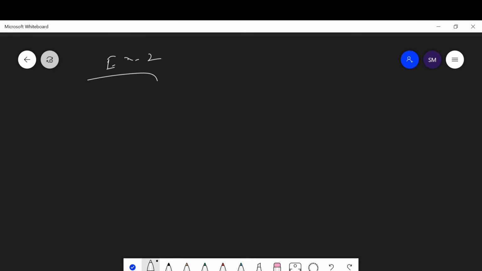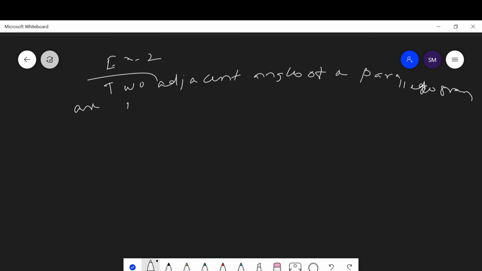Here the question says that two adjacent angles of a parallelogram are in 2:3 ratio, then find the measure of each of its angles.